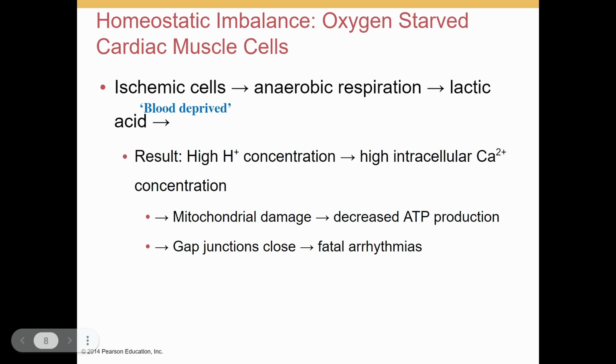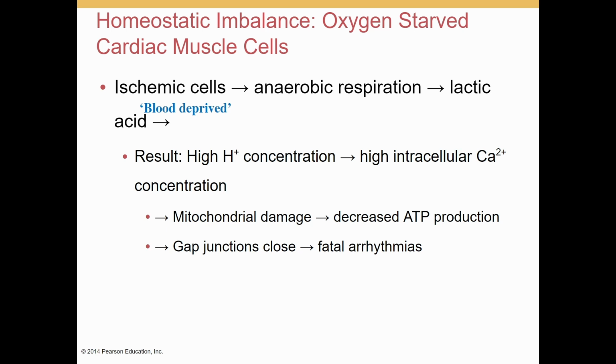In the case that the heart cannot carry out aerobic respiration, then it will carry out anaerobic respiration. But it will also produce lactic acid. This is something seen in an oxygen deprived, usually blood deprived, cardiac myocyte. We call these cells that are blood deprived, thereby lacking nutrients, ischemic cells. Their use of anaerobic respiration produces so much acid that we have such a high hydrogen ion concentration that it triggers the release of intracellular calcium from the sarcoplasmic reticulum.